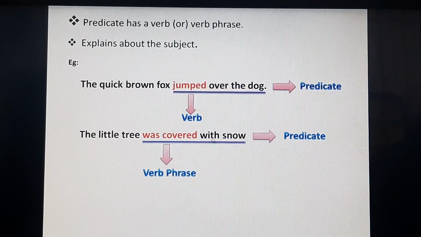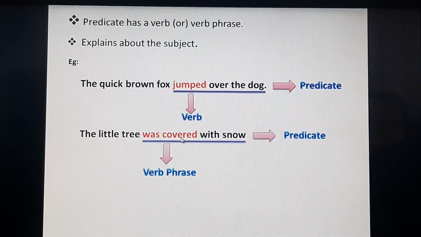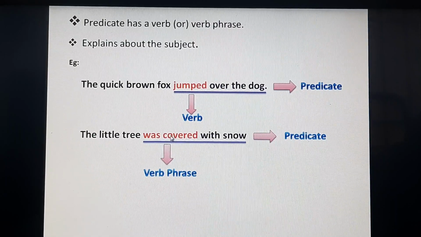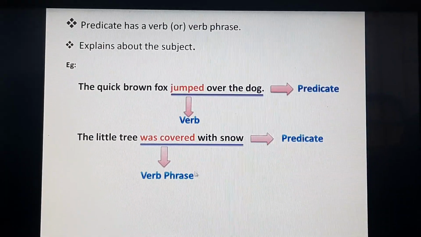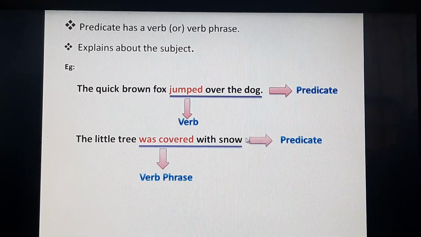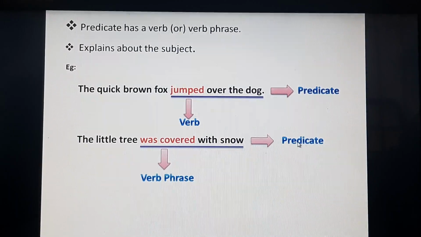The little tree was covered with snow. Was covered: we have an auxiliary verb and a main verb. It is called a verb phrase. The whole thing makes the predicate for you.